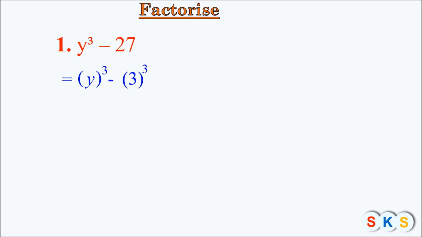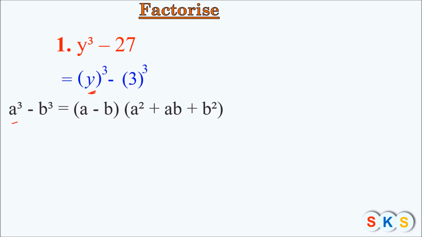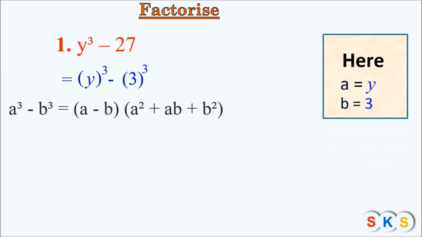Therefore, to factorize this we will use the formula of a cube minus b cube, and we know that a cube minus b cube is equal to a minus b into a square plus ab plus b square. The first term is the cube of y, so we will take a as y, and the second term is the cube of 3, so we will take b as 3. Now we will note down these values in the box. In the rectangular box I have noted the value of a as y and the value of b as 3.